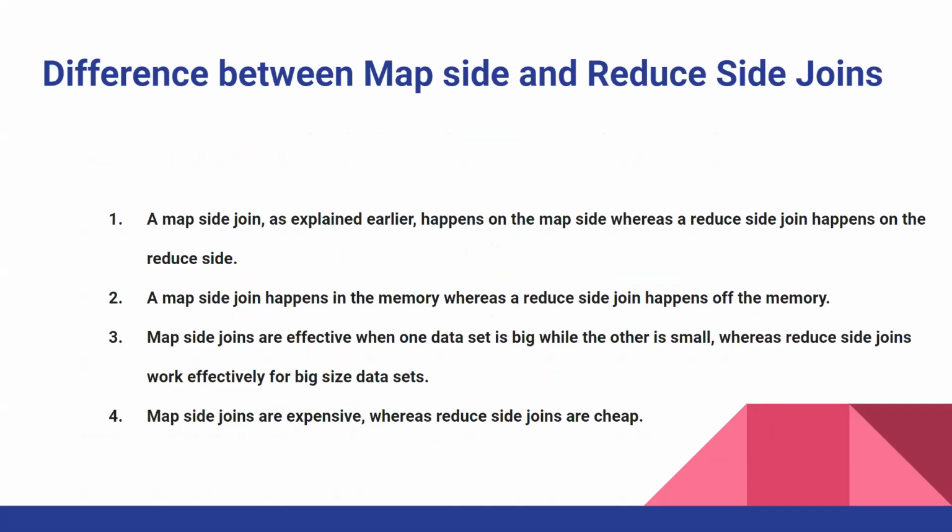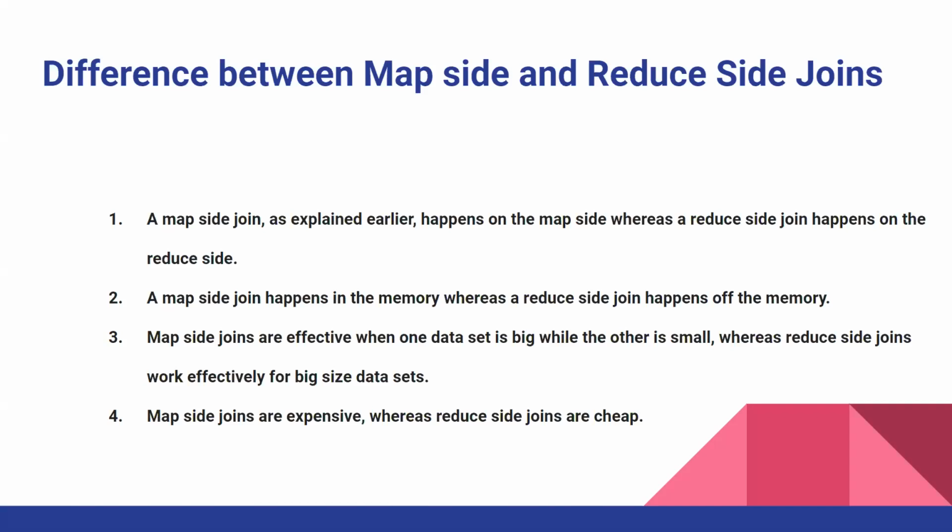The key differences between map side join and reduce side join are: map side join, as explained, happens on the map side, and reduce side join happens on the reduce side. Map side join always happens in the distributed file system, in the HDFS memory allocation, whereas reduce side join happens off the memory. There is no need to keep track of memory in reduce side join, whereas map side join requires the HDFS file system. Map side joins are effectively used on large data sets, whereas reduce side joins effectively work on huge bulk data sets. Map side joins are expensive, and reduce side joins are cheap.